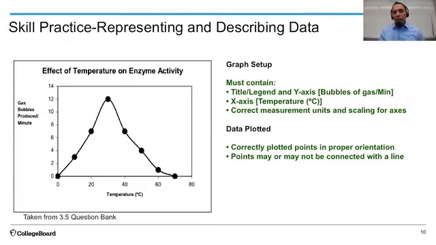All right. So here is what a graph which would be acceptable. The graph setup must contain a title, a legend, and a y-axis with bubbles of gas per minute, and along the bottom, the x-axis, temperature in degrees Celsius, with correct measurement units and scaling for that axis. The data must be plotted, with correctly plotted points in proper orientation. Points may or may not be connected with a line. Again, there are multiple ways this graph can be represented, but it has to have those basic must-contains. So again, pause the video, look at your graph, compare it to this graph, see what you did, maybe what you missed. This is a good time for discussion.